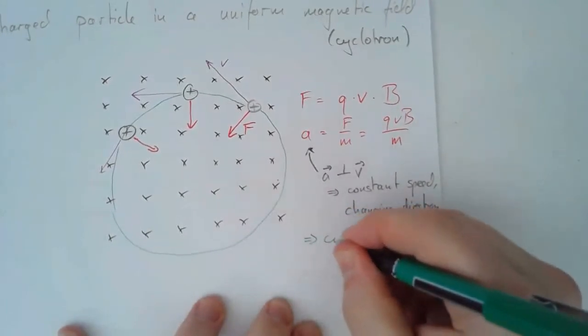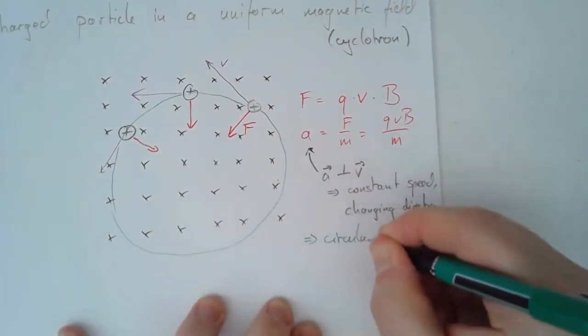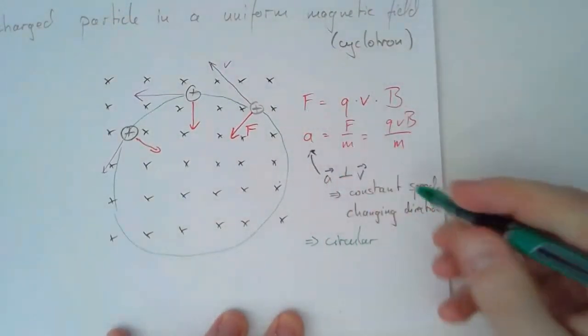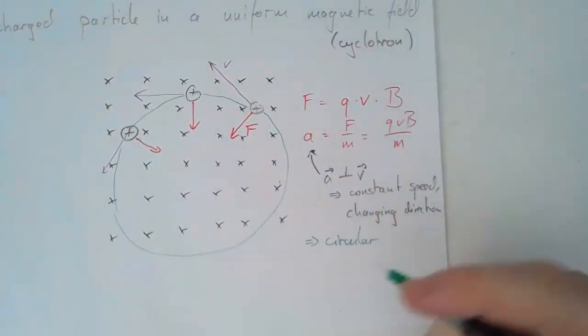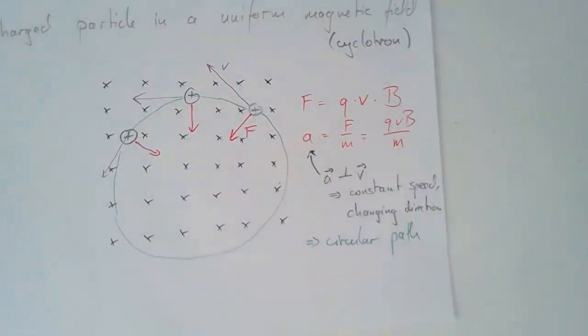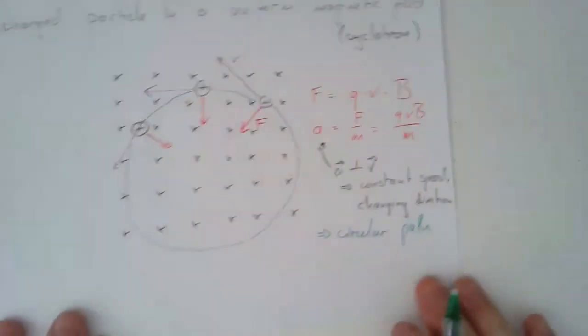Because the whole time the acceleration is perpendicular to the velocity. Because the force is perpendicular to the velocity. Because that's how the cross product works. How big is the circle?